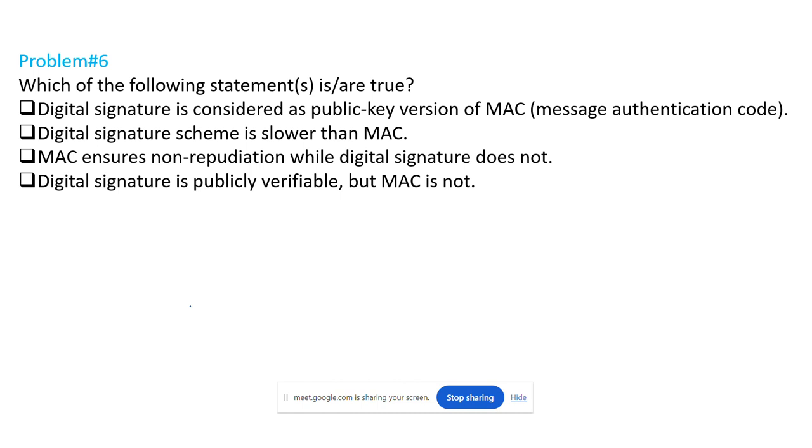Option C is incorrect. Right. Rest all are correct. So digital signature is considered as public key version of MAC. This is because the purpose of MAC was ensuring message integrity and authenticity in symmetric key world, whereas digital signature is just the counterpart of MAC in public key world, where you want to ensure the message authenticity and integrity. And apart from that, digital signature has some additional properties also, like it is publicly verifiable and it ensures non-repudiation.